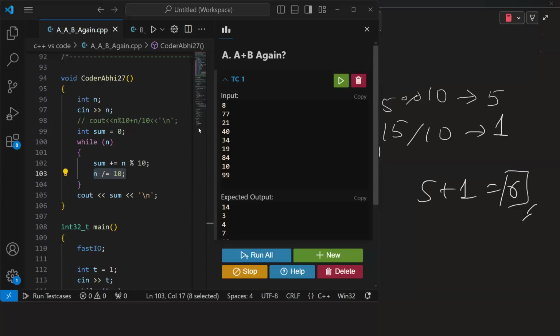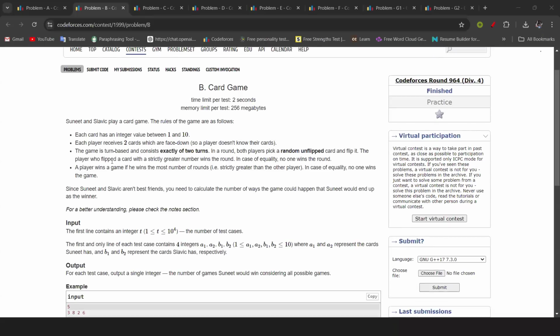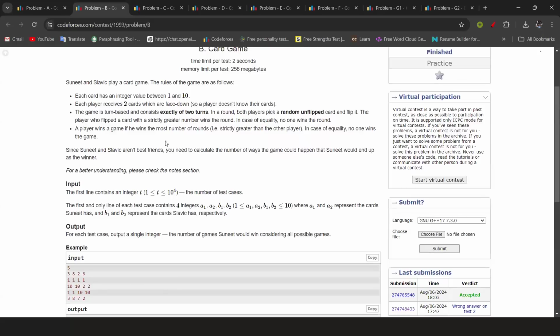Okay, so let's move to the next problem. Sunit and Slavik play a card game. The rules of the game are as follows. Each card has an integer value between 1 and 10. Each player receives two cards which are face down, so a player doesn't know their cards. The game is turn-based and consists of exactly two turns. Okay, so basically I'll tell you what the question is.